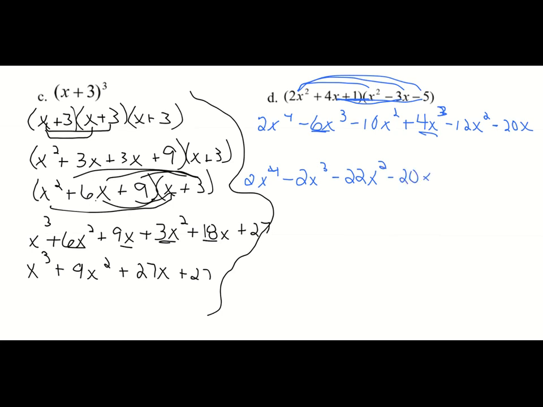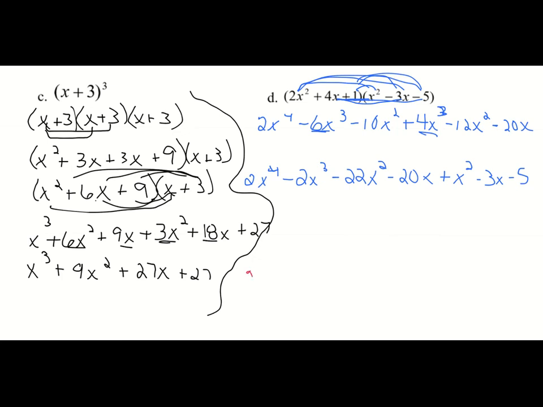And now that 1 times everything on the inside of the other one is going to give me plus x squared minus 3x and minus 5, because it's 1, so it's really repeating everything. And again, now I'm going to combine like terms again for my final answer.